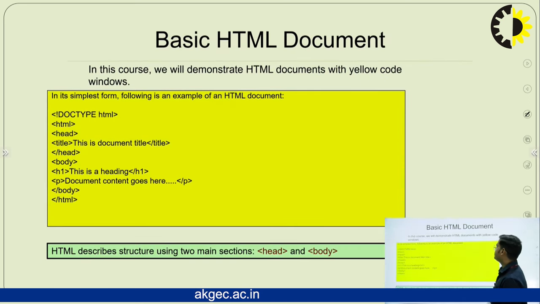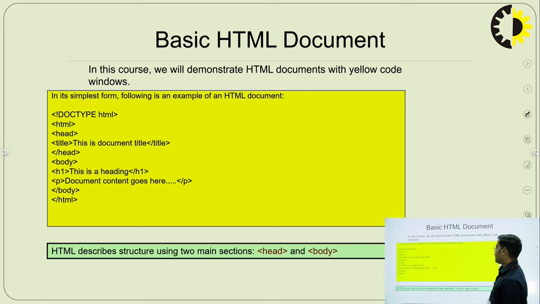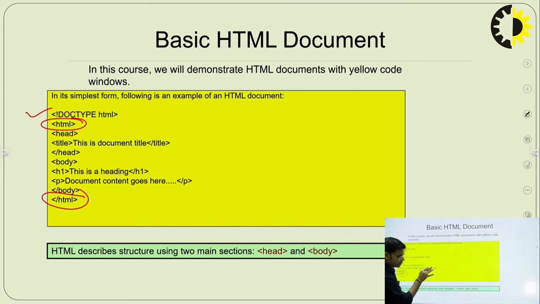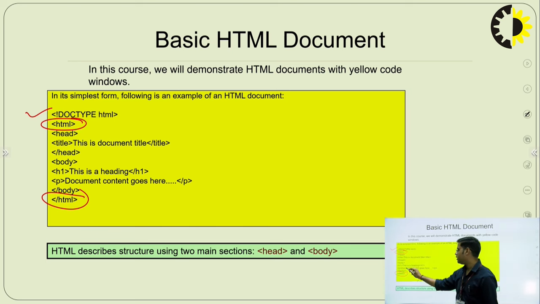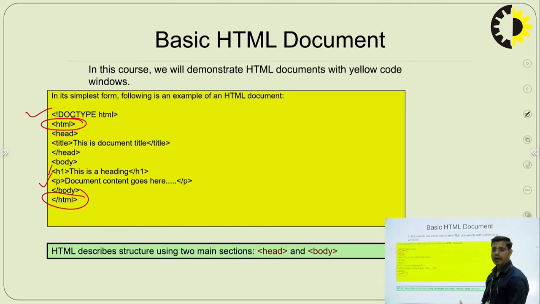Now, as you can see here, this is the basic HTML document, in which I will demonstrate how this structure is provided. First is the doctype HTML. Here is the HTML tag. These are the basic tags for providing the structure of your website. As an example: html, head, title, H1. The H1 tag is used for providing the heading. The paragraph tag is used for providing the paragraph in your web page.